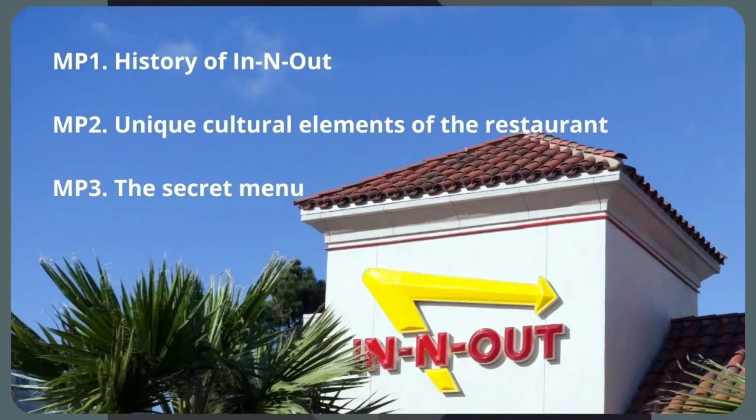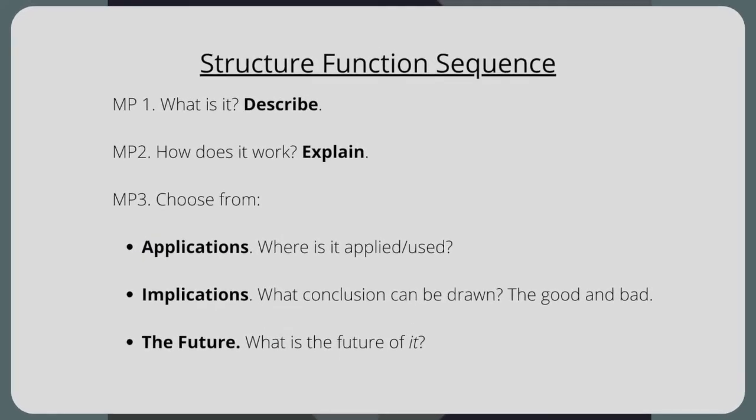Again, not topic sentences, main point labels, but will be stated in the preview main points, maybe even in the transition statements, maybe even as the topic sentence. But they are placeholders for organization. And all of these follow the structure function sequence. Now it's worth noting that these are just options: describe, explain, application, implications, future.